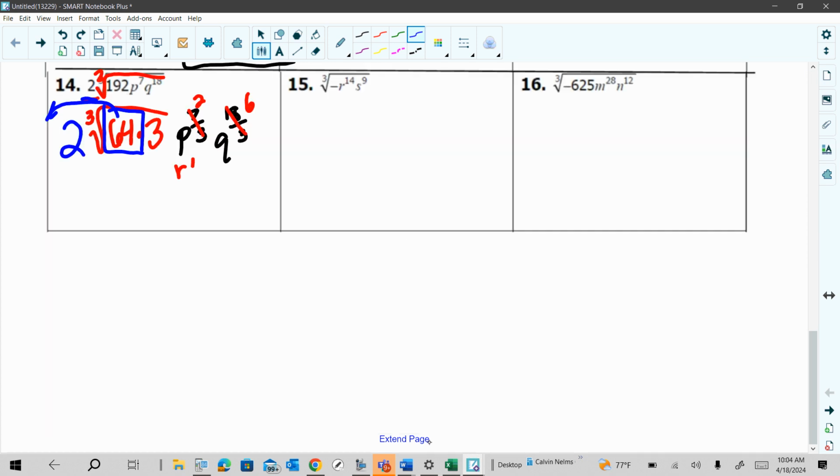Let me clear my page, guys. What's the cube root of 64? 4. Okay, so we have 4 times 2, that's 8. P to the 2nd power, Q to the 6th power. Then underneath our cube root would be 3p. The remainder stays underneath the radical. Okay.